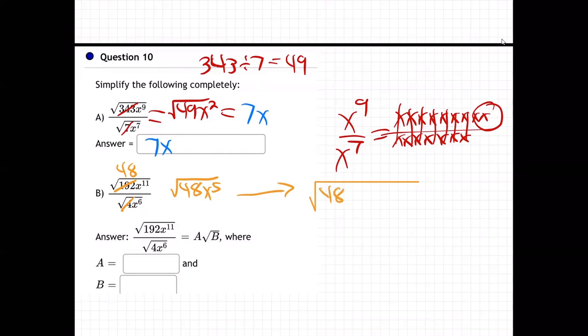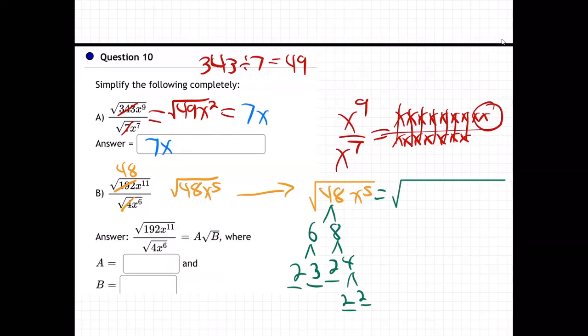We've got to simplify that. So 48 x to the 5th, we're going to have to break that down with a factoring trick. So let's do it. 48, 6 times 8. Use your calculator if you're rusty on some of these. 2 times 3, those are done. 2 times 4, and 4 is 2 times 2. So when I break that all the way down, what do I get? Looks like 4 2s and a 3.